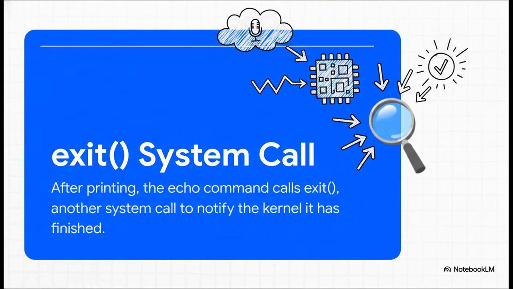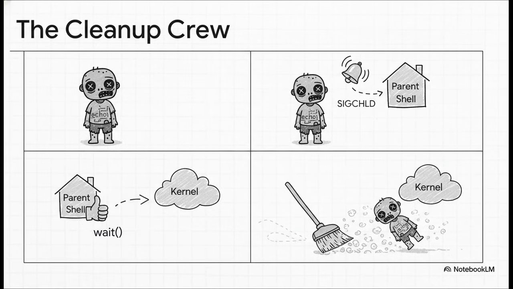So for its final performance, the echo process makes one last system call, exit. It's basically raising its hand and telling the kernel, hey, I'm all done over here, everything went great, by sending back an exit code of 0. And this kicks off the cleanup. It's a really neat little process.